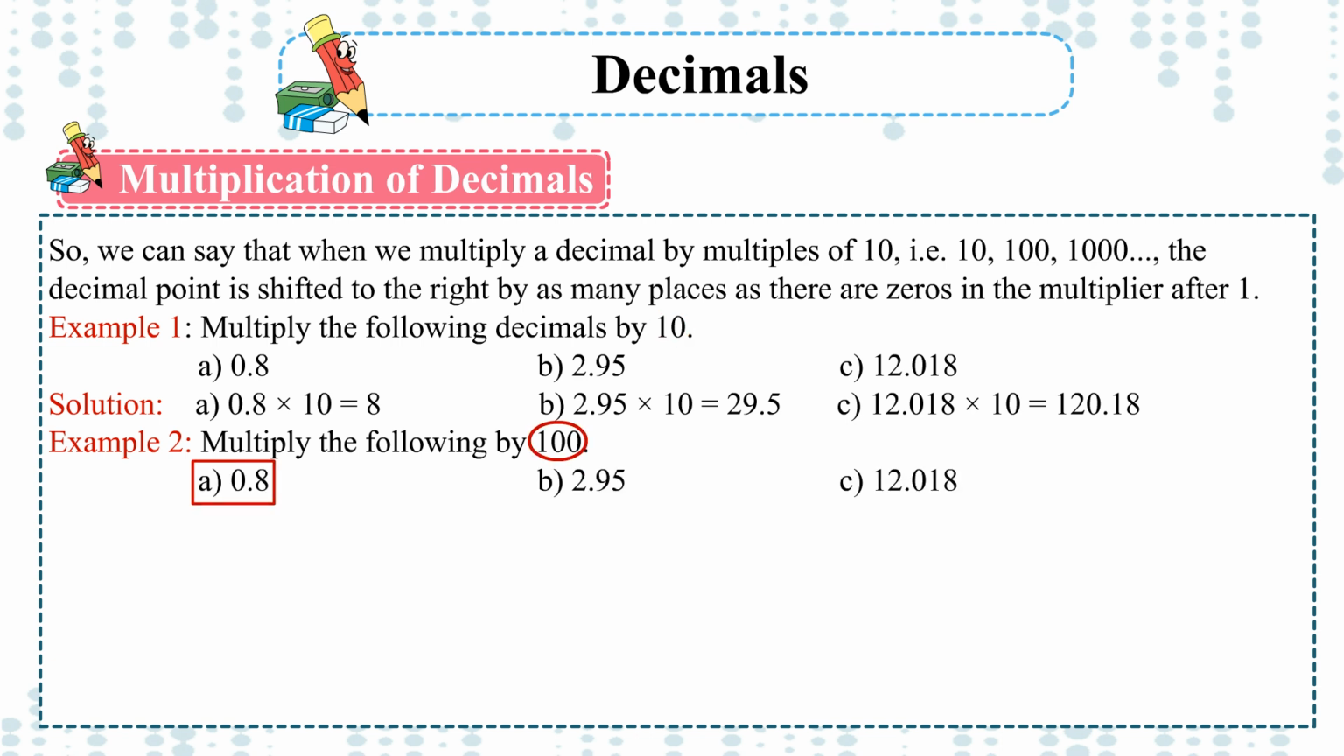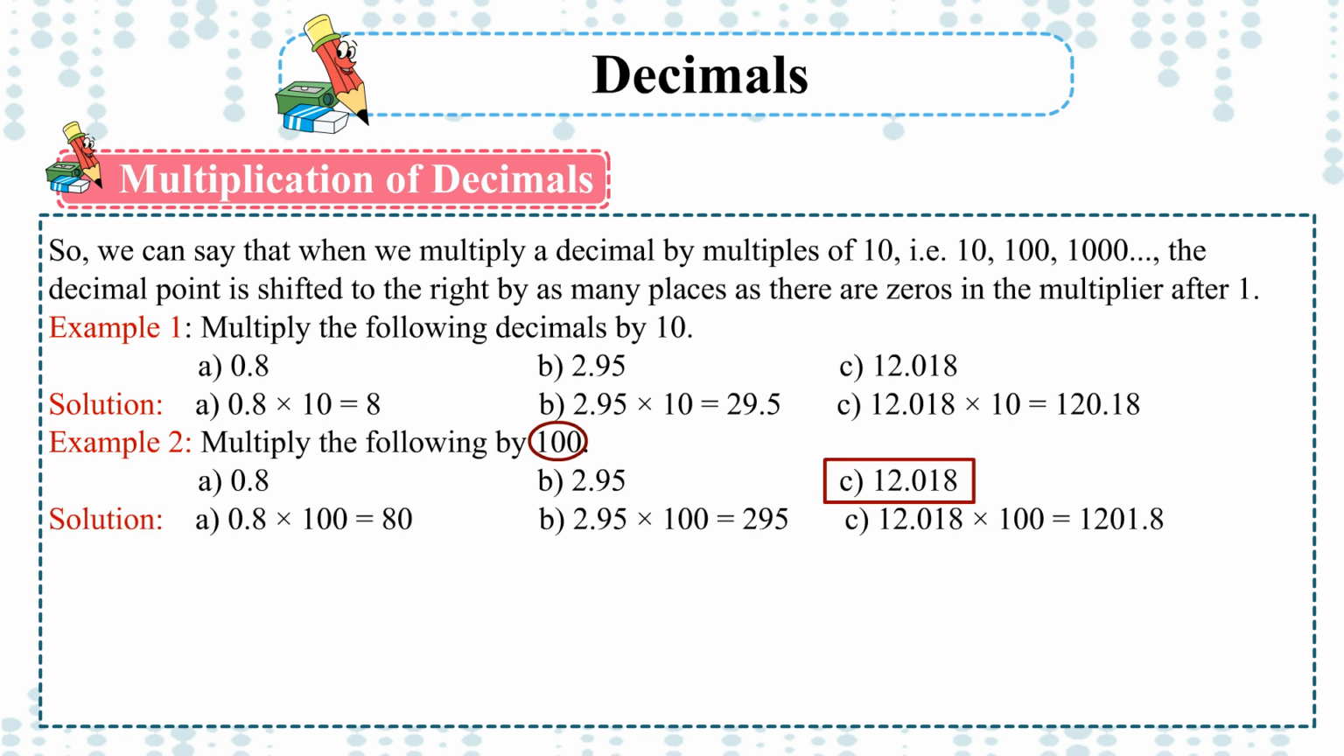Example 2. Multiply the following by 100. A. 0.8. B. 2.95. C. 12.018. Solution. A. 0.8 multiply 100 is equal to 80. B. 2.95 multiply 100 is equal to 295. C. 12.018 multiply 100 is equal to 1201.8.